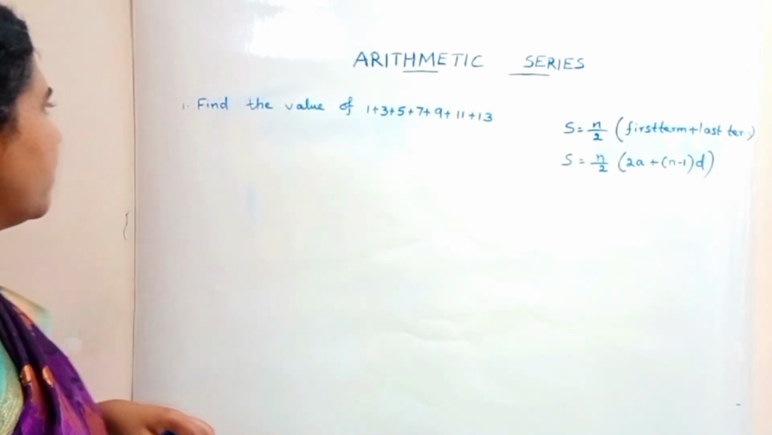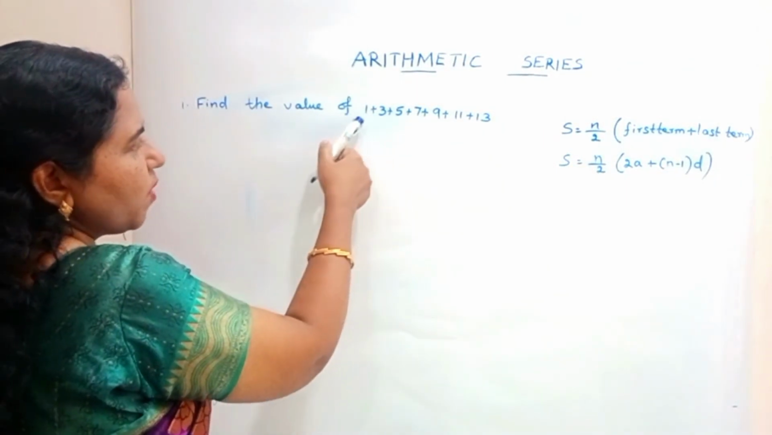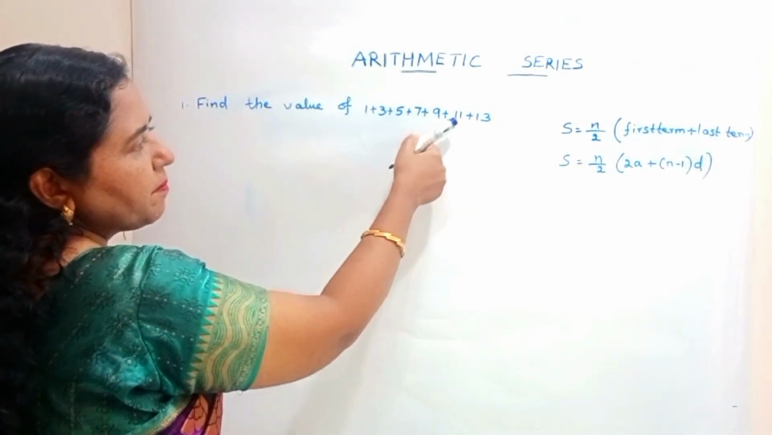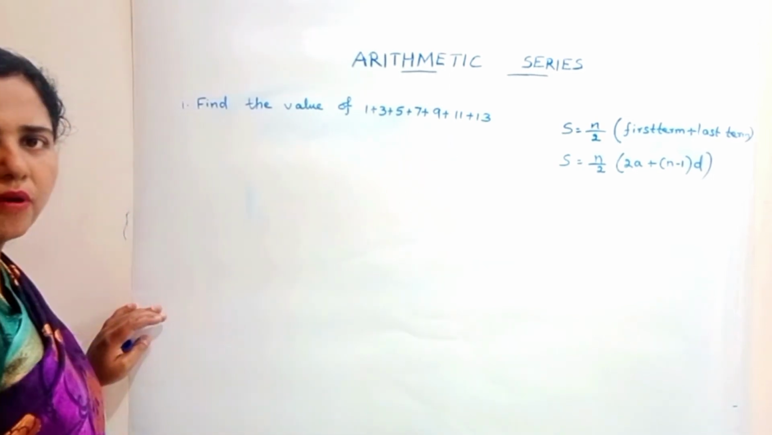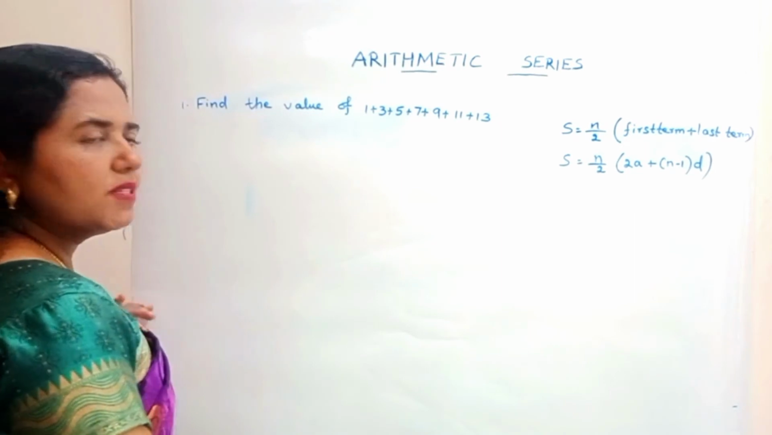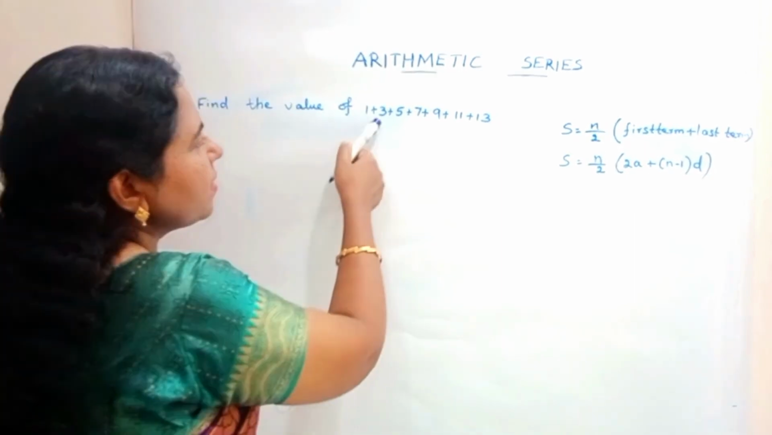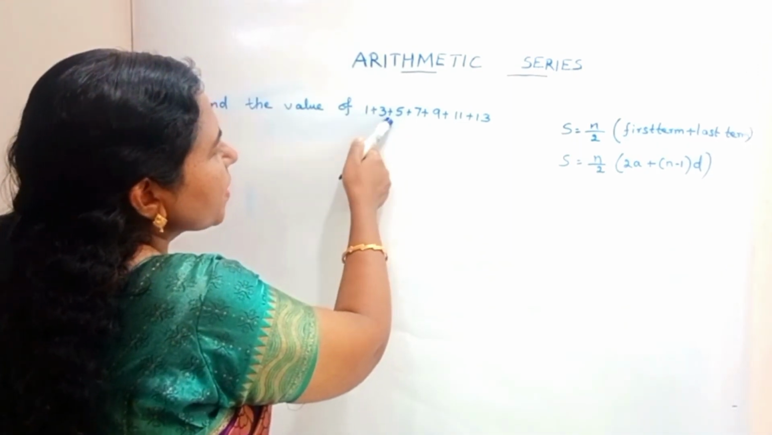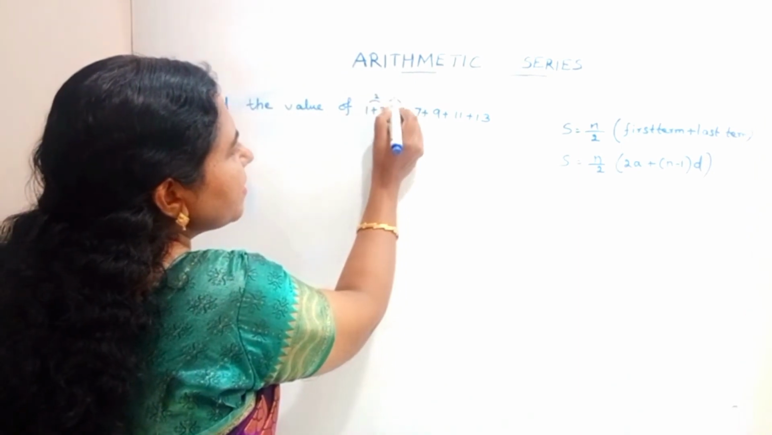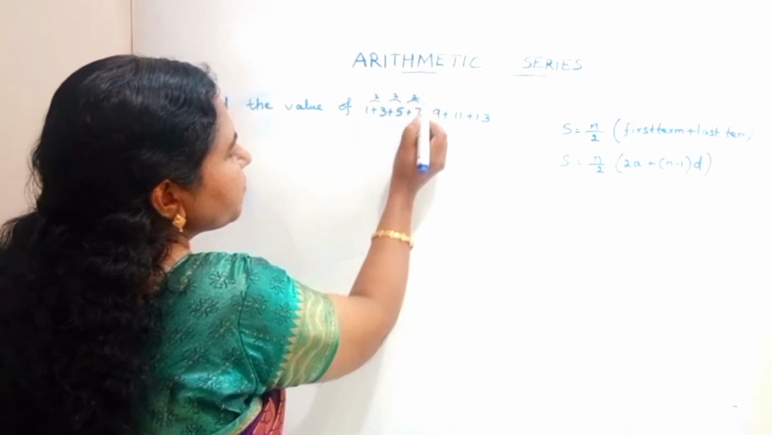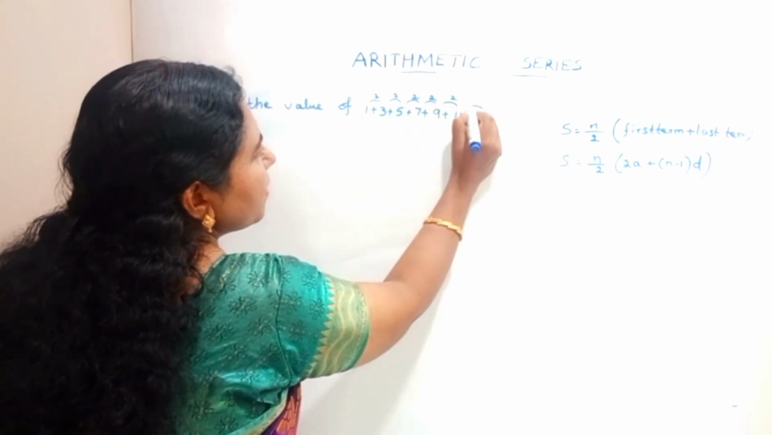So now let us see the first problem. It is asked to find out the value of 1 plus 3 plus 5 plus 7 plus 9 plus 11 plus 13. Now here nothing is given about the type of the series. So first we have to check whether this is an arithmetic series or not. The second term minus the first term is equal to 2. Similarly here the difference is 2. Here also we are getting the same difference, 2. Here also it is 2, and here also it is 2.